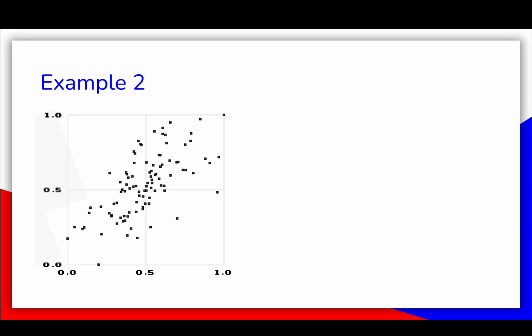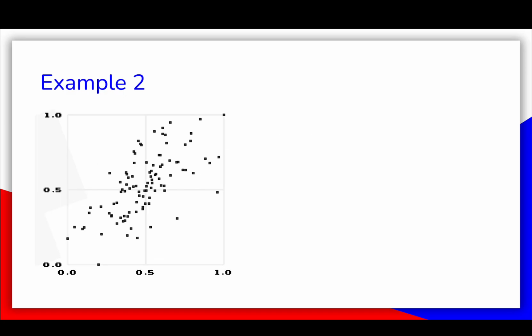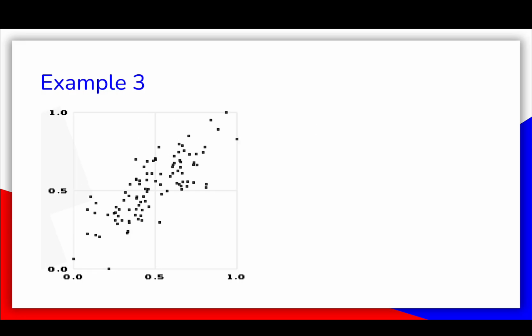So if we went back to our first example, this is sort of a looser cloud, which is why you see a lower correlation coefficient. It's closer to 0, meaning there's less of a correlation between the two. Whereas here is a much tighter cloud because that correlation coefficient is higher, right? There's a higher correlation between our x and our y.